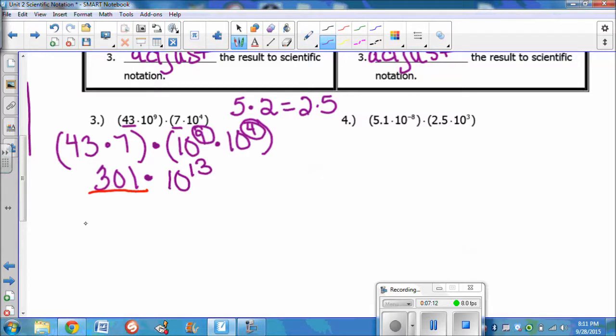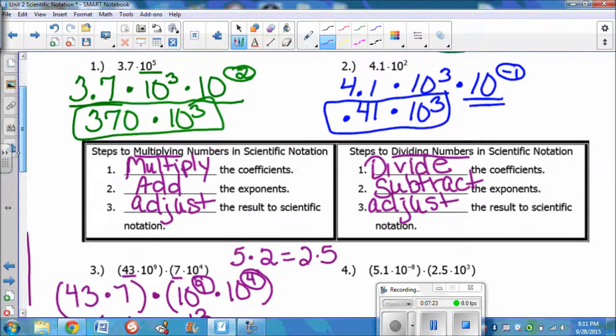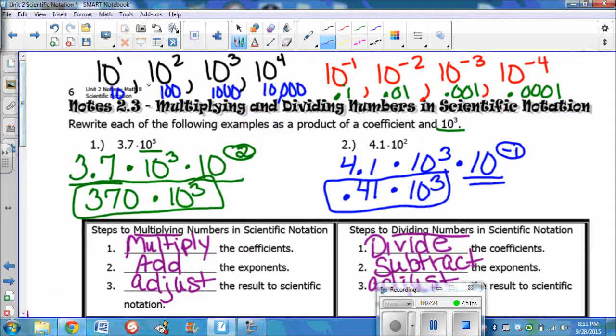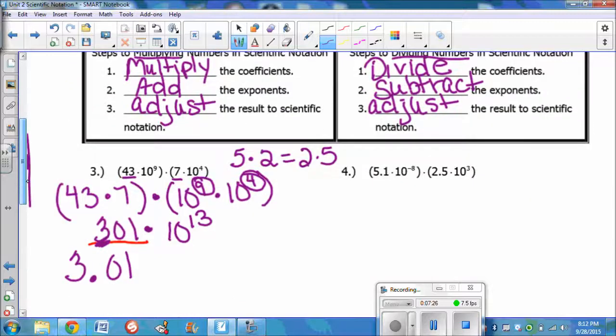So where's my decimal point going to go? It's going to go here. So right now, what did I say? That was 300. So go back up to the top. What is 100? It's 10 to the second.